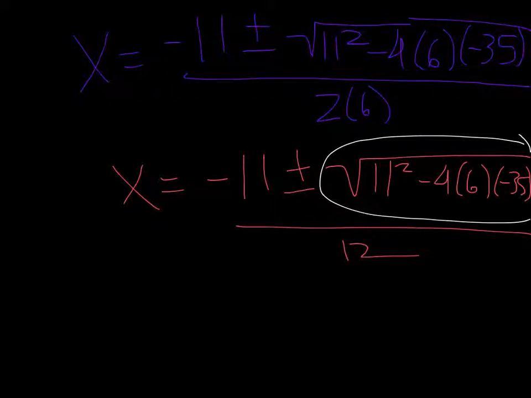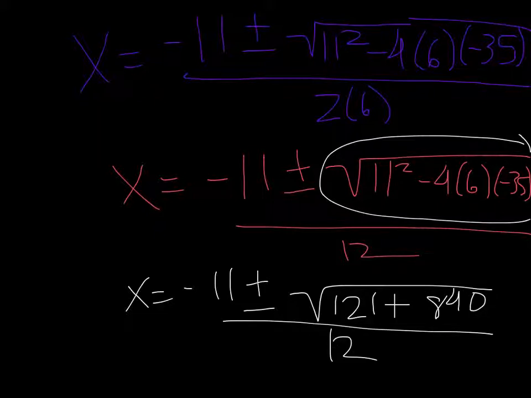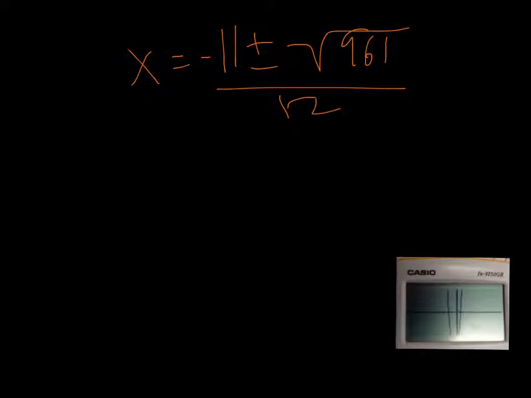If I solve that, I'll get x equals negative 11 plus or minus the square root of 121 plus 840 all over 12. So I'll simplify what was inside of the square root symbol, and I'll get x equals negative 11 plus or minus the square root of 961 over 12. Now because 961 is a perfect square, I'll simplify it even further and get x equals negative 11 plus or minus 31 over 12.